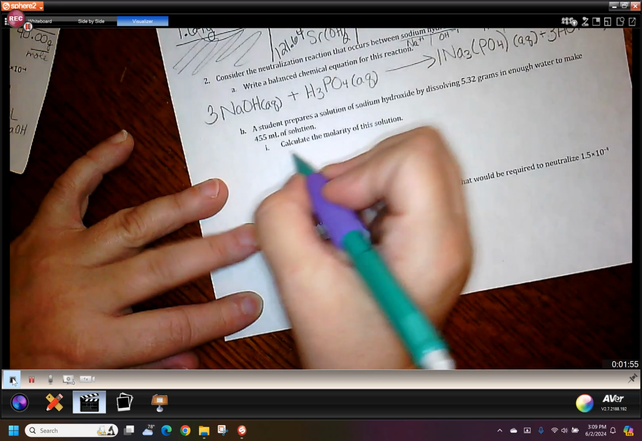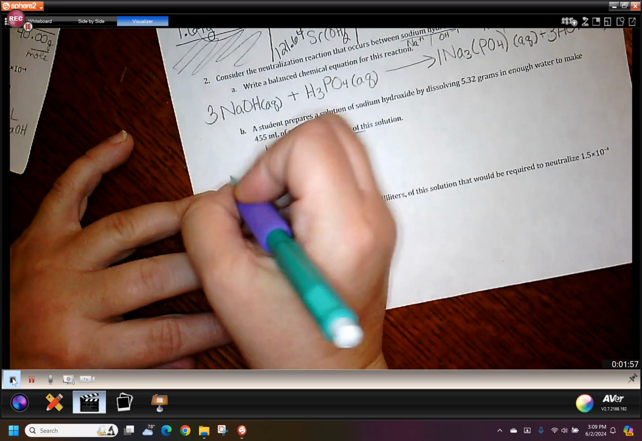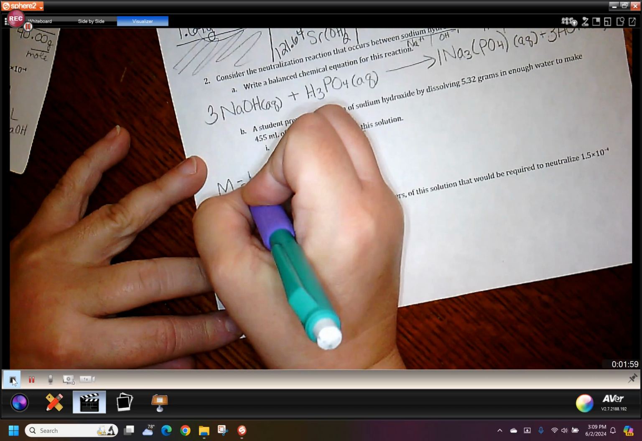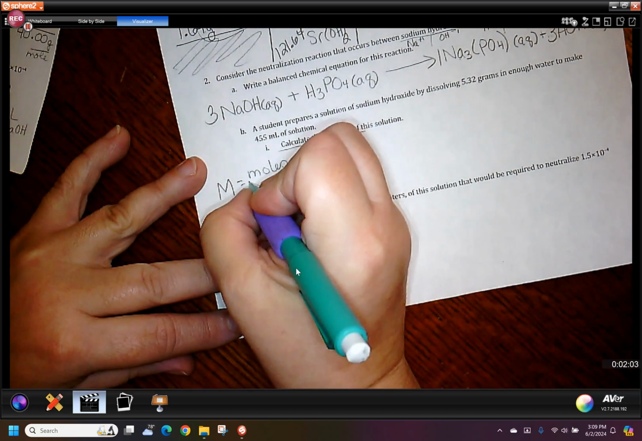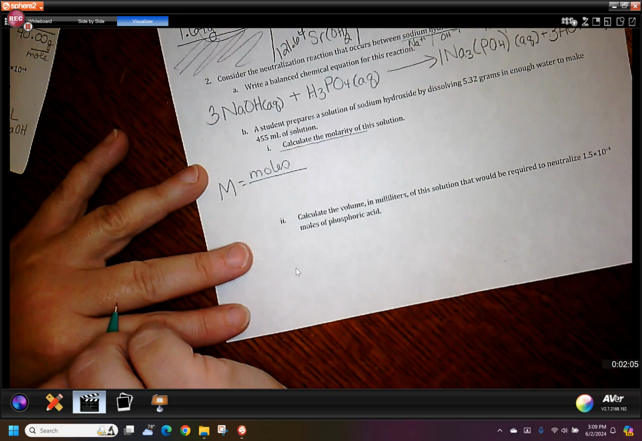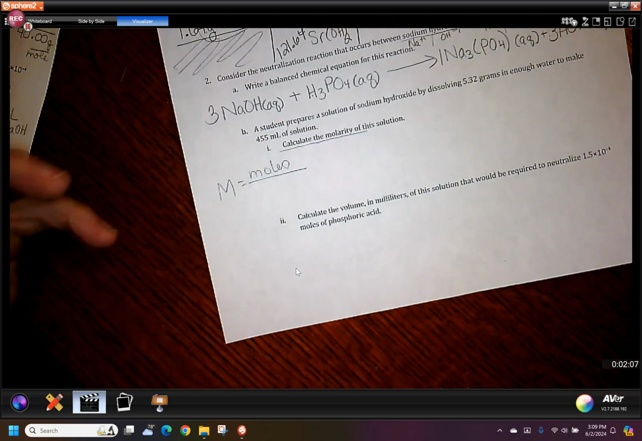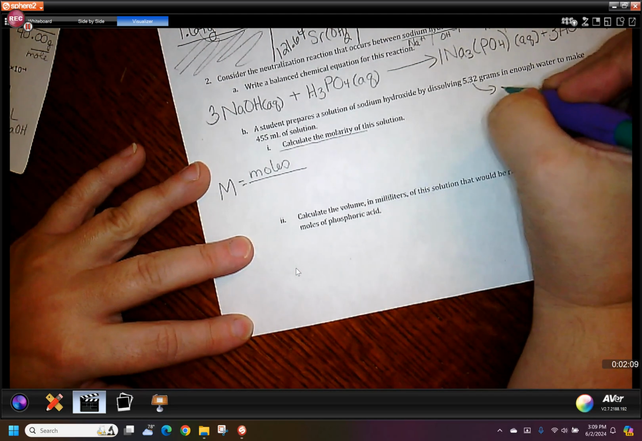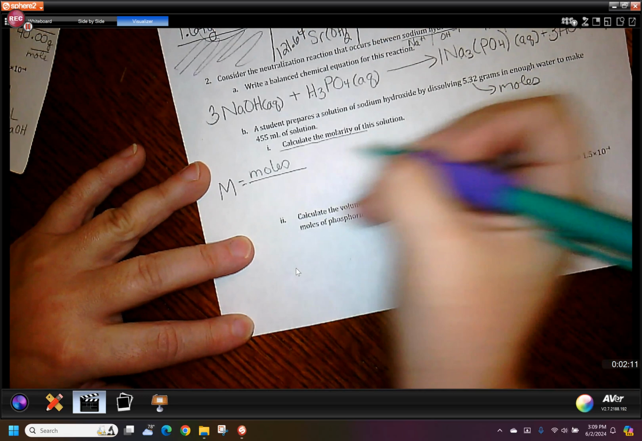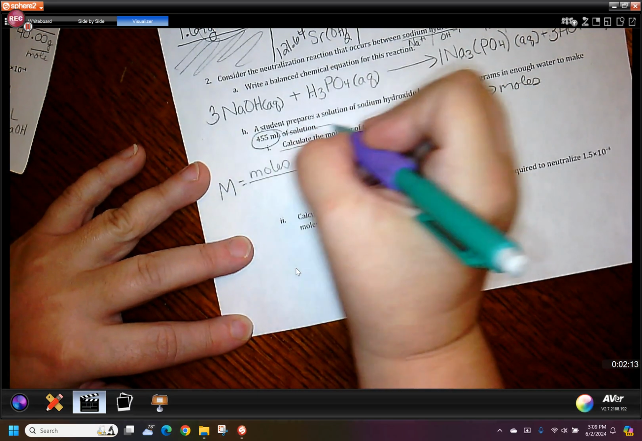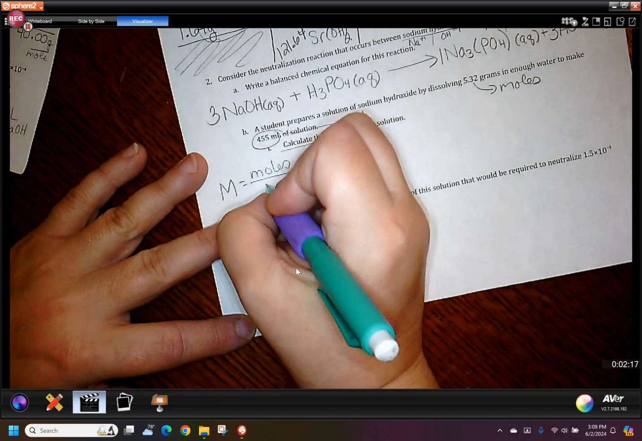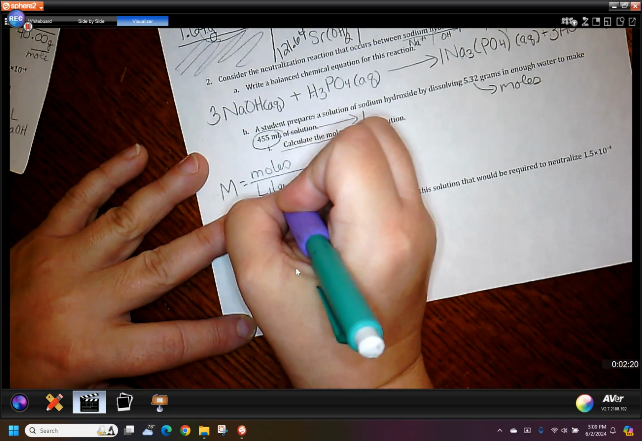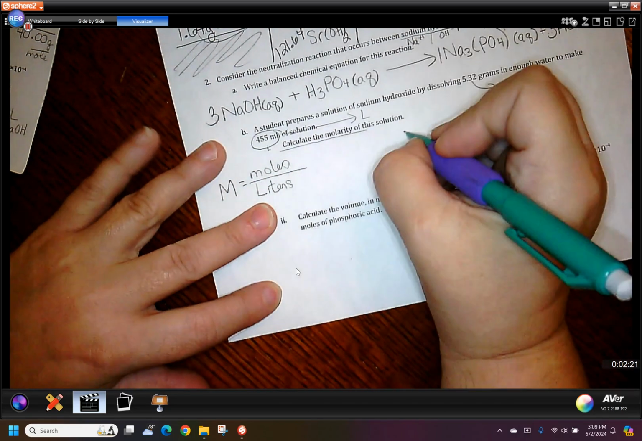Here it says calculate the molarity. So I'm going to write down that equation. Molarity is moles over liters. Oh, they don't give me moles, so I'm going to have to calculate moles. They don't give me liters, I'm going to have to calculate liters. So I need 2 little ratios to get me there.